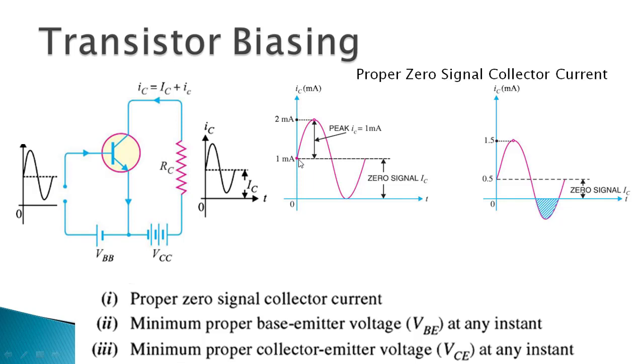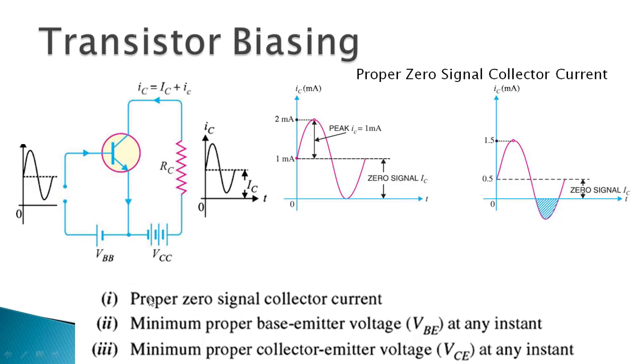Suppose we need 1 milliamp at zero signal condition for the collector current. Suppose we give 0.5 milliamp, then the positive cycle is fully available and half of the negative cycle is cut off due to the insufficient zero signal collector current. So to satisfy the faithful amplification, we should follow these three conditions.